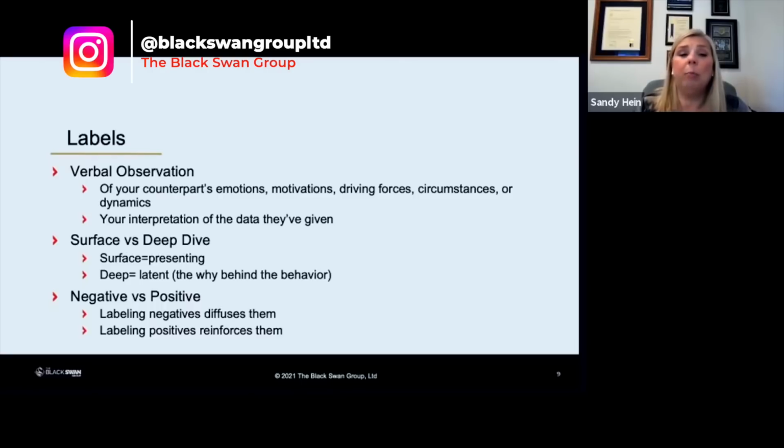You can label positives, and that actually reinforces them. This kind of goes along with neuroscience, basically. If I'm dealing with my daughter and she goes out with her friends and comes home in a really, really good mood, I'm going to label that. I'm going to say, seems like you had a really good time with your friends.